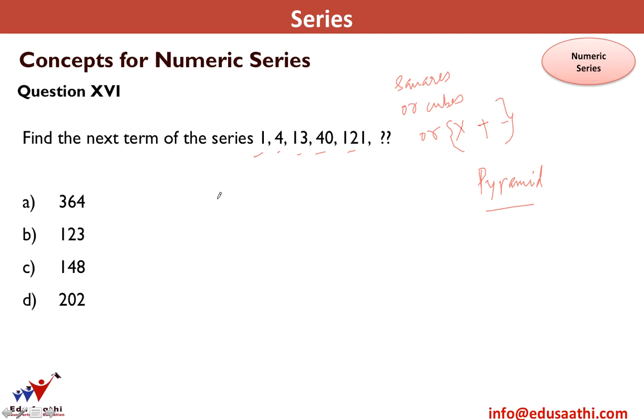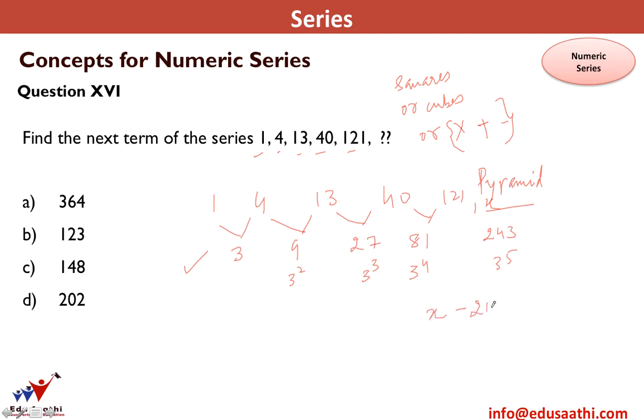So I have 1, 4, 13, 40 and 121, and then I have to find out this x. So 1 and 4 gives me 3, this gives me 9, this gives me 27, this gives me 81. So at stage 1 only I have the logic. This is 3, this is 3 square, this is 3 cube, this is 3 raised to power 4. So the next term is going to be 3 raised to power 5, which is 243, and x minus 243 is equal to 121. So x is nothing but 364. So this is the correct option.